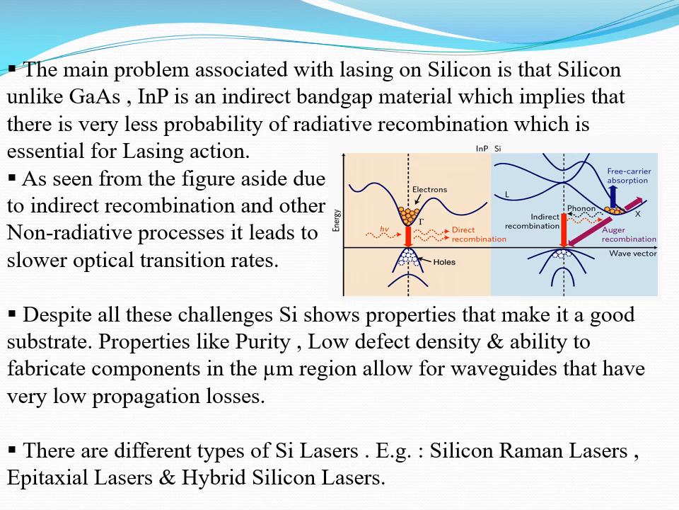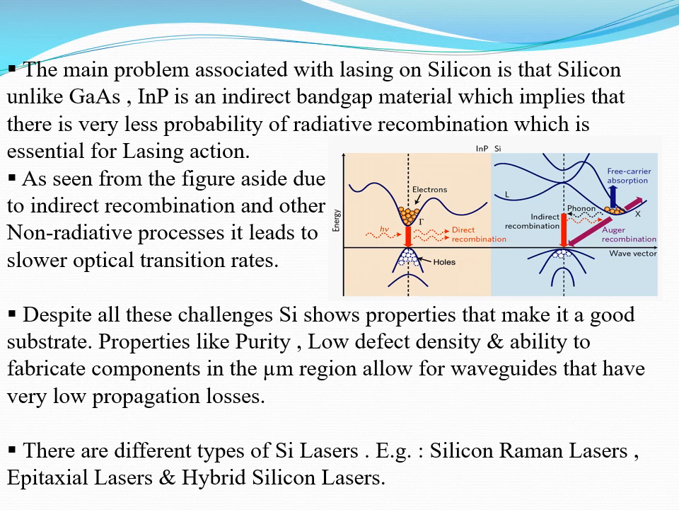Silicon, being an indirect bandgap material, makes it difficult to initiate lasing action. This is due to the fact that there is a very low chance of radiative recombination, which is essential for lasing. The main advantage of using silicon as a substrate is its high purity and low defect density. It's also easier to fabricate micrometer range components using silicon.